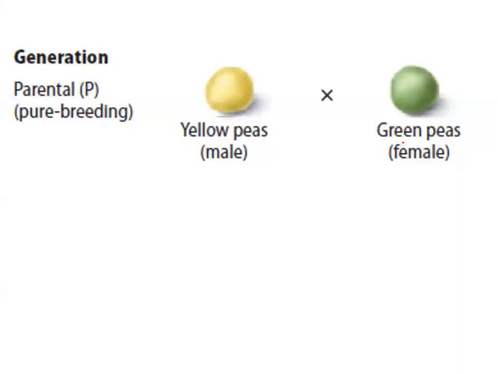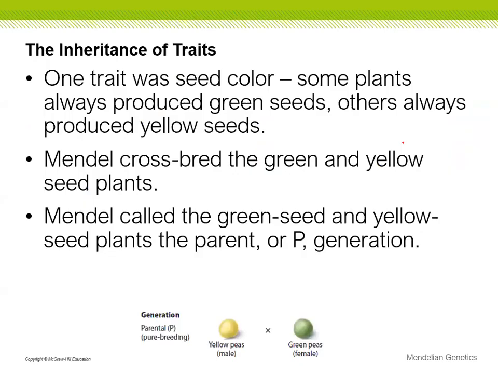There are other traits, of course, as well. So again, you do not need to write this down. But what happened here is, he took these peas, and he looked at the color, as well as other traits. We're going to look at just the color for now. So if he has a green one and a yellow one, what's going to happen when he breeds these? This generation is called the parent or the P generation. We'll come back to that later.